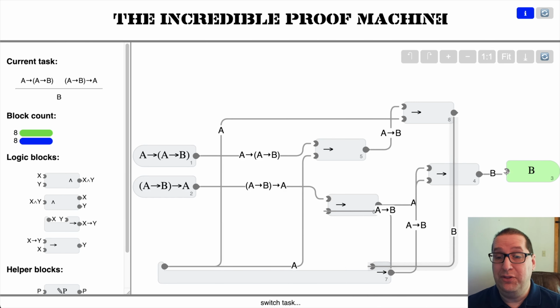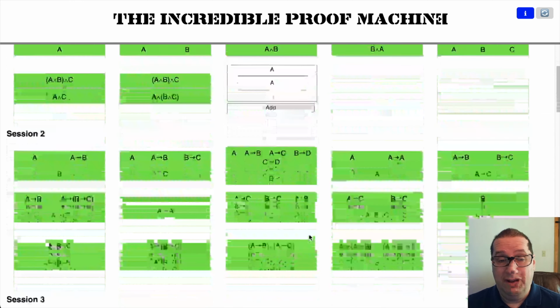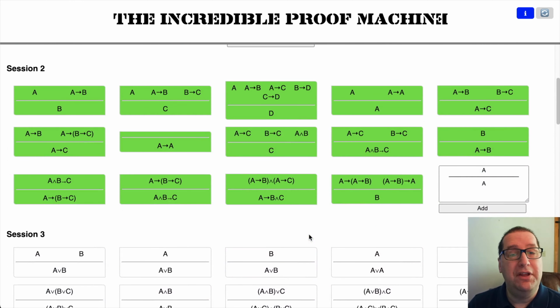You want to make sure that the A implies B that you're using in the end here on the right-hand side of the proof actually came out of your implication introduction and was not derived directly from this, because this is a trap, because you can't prove this without assuming A. That is the final level of session 2 of the Incredible Proof Machine at incredible.pm.